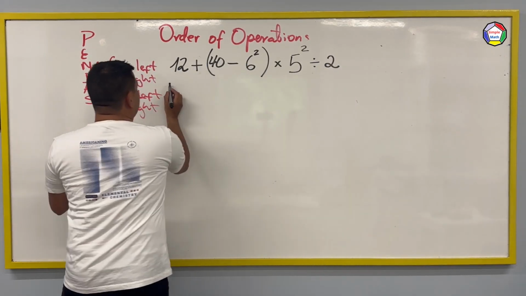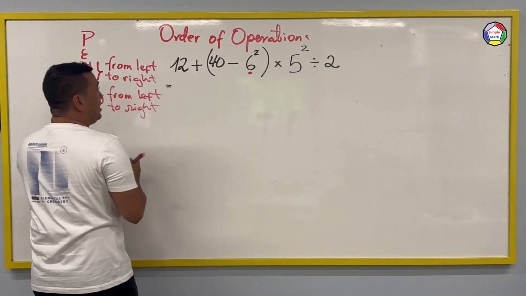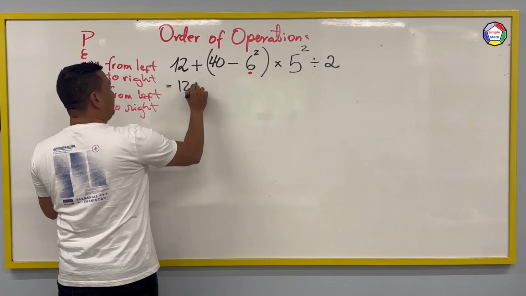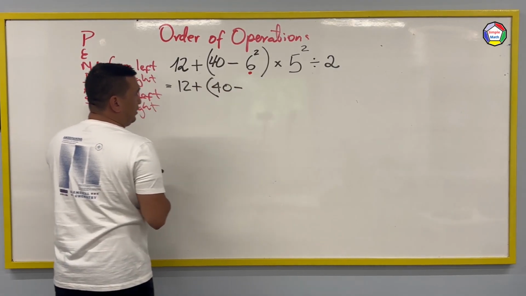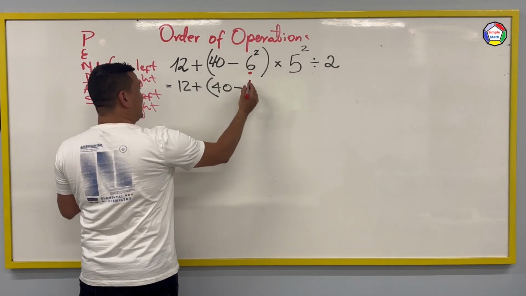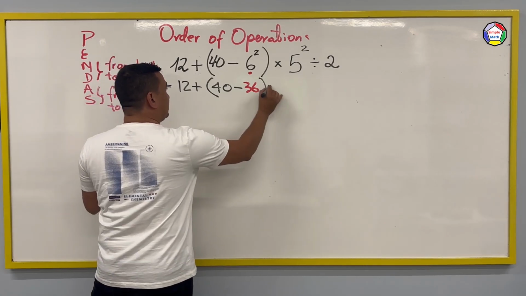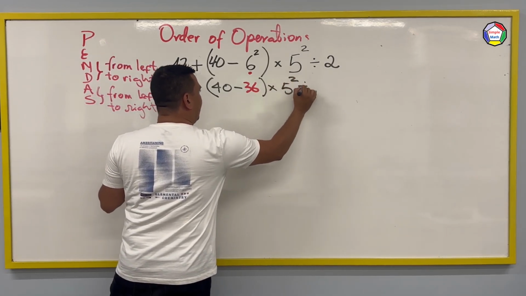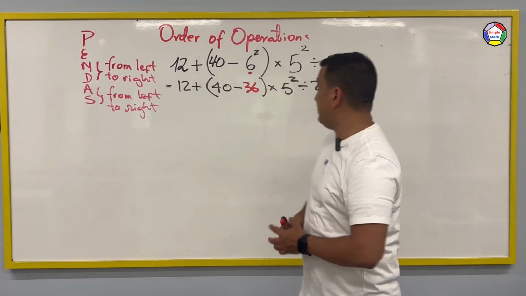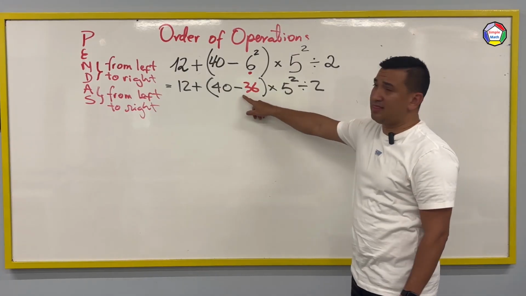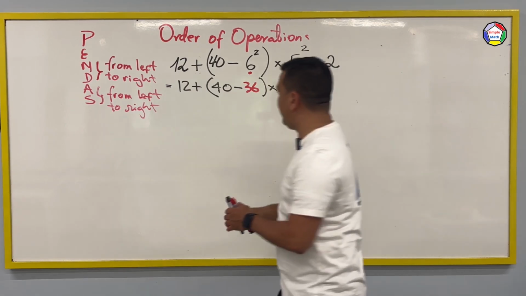So I'm going to focus on this part, okay? I'm going to write it: 12 plus parentheses, 40 minus, how much is 6 to the power of 2? 6 to the power of 2 is 6 times 6, which is 36. I close the parentheses, times 5 to the power of 2 divided by 2. Okay? Now I'm going to continue using PEMDAS. Parentheses, yes, here we have a parenthesis. Remember, we are working the parentheses. 40 minus 36, that's very easy.